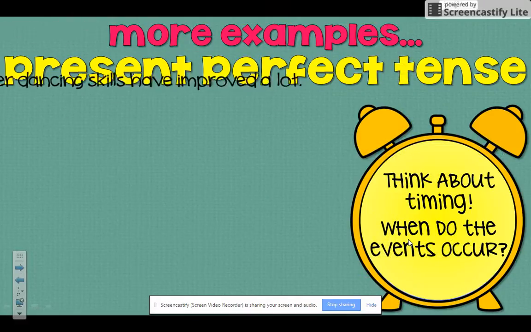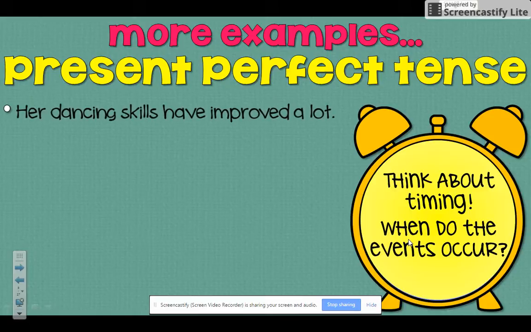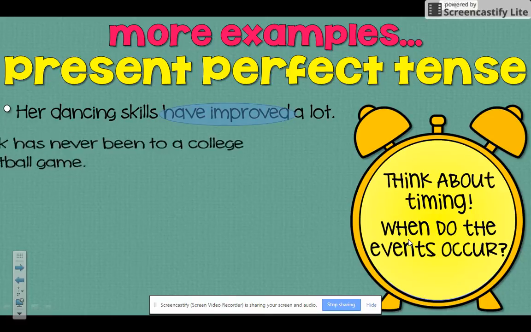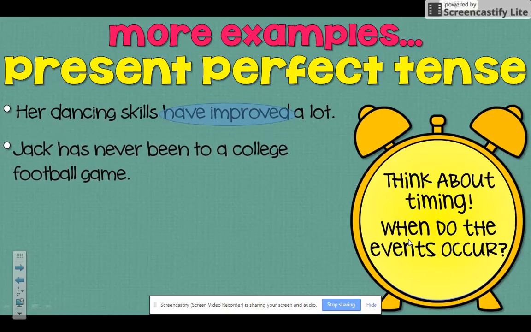If we take a look at a couple examples here: our dancing skills have improved a lot. Notice how we have have there as our keyword. So have improved is our present perfect verb. And what we're talking about here is our dancing skills started improving way back a couple years ago, and they're continuing to improve.